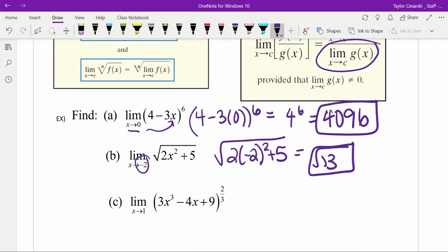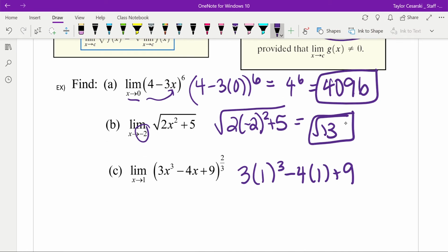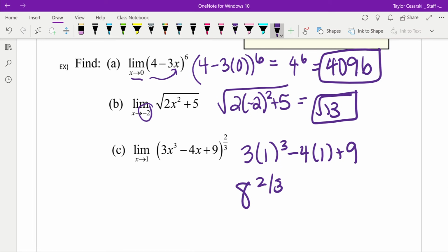Alright, next one, x is approaching 1. So 3 times 1 to the 3rd minus 4 times 1 plus 9. So that's 3 minus 4 is negative 1 plus 9 is 8. So 8 to the 2/3. Okay, 8 to the 2/3 is equal to 4.